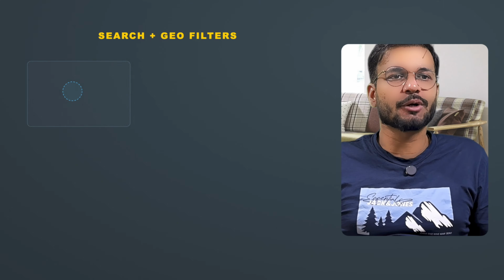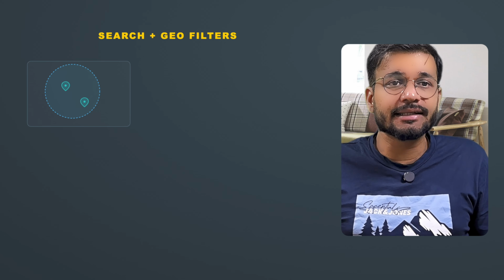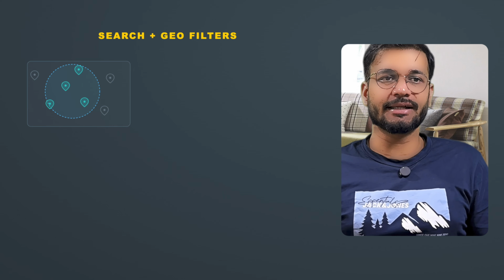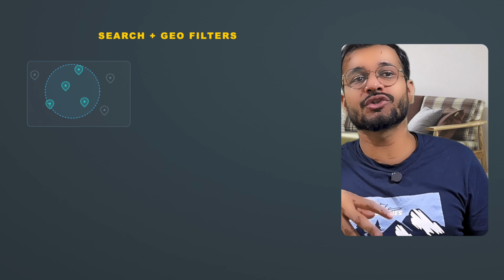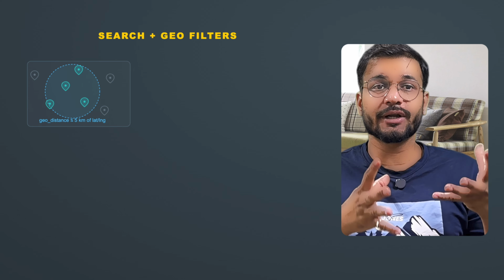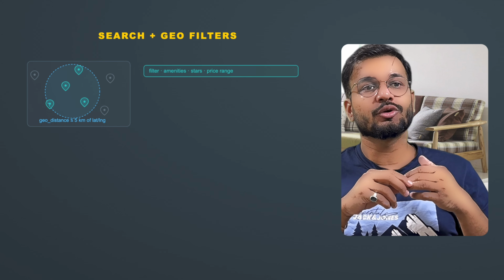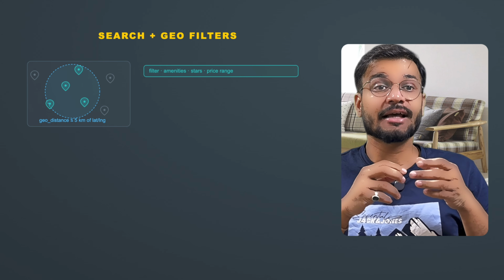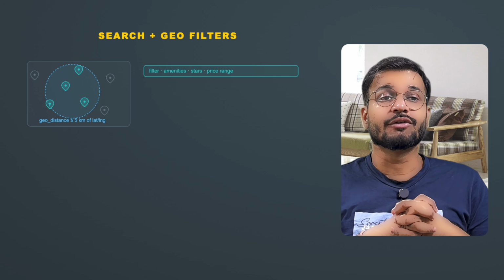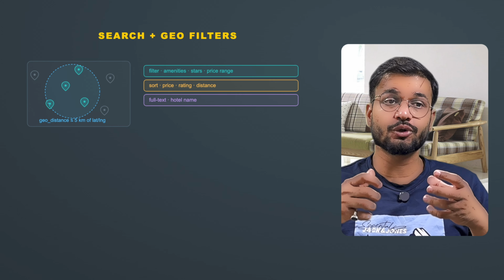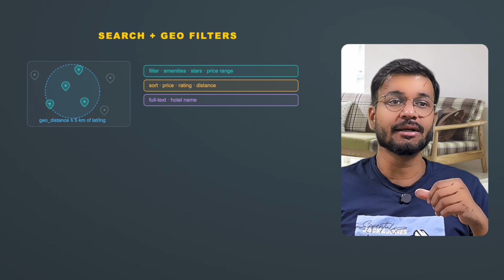Next, we'll go into search with geo filters. Hotel search is fundamentally a geo search problem. When I say hotels in Paris, I mean hotels within a bounding box or radius around Paris. We need an index that supports geo-distance queries: find hotels within 5 kilometers of a lat-long. Then we need to be able to filter by amenities, star rating, and price range. We should be able to sort by price, rating, and distance, and do full text search on hotel name.